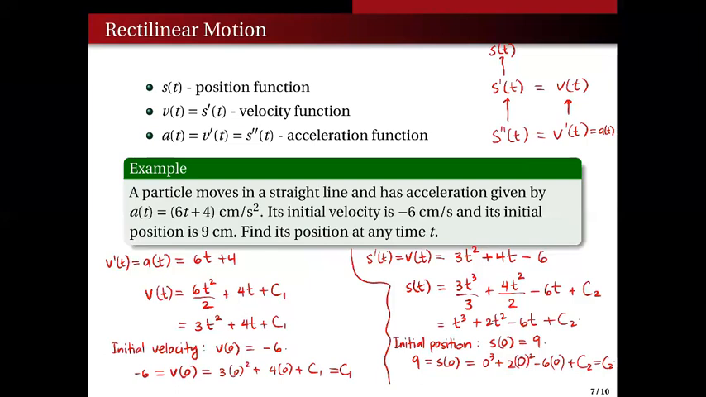Which means the position function at any t, this is the position function now. We have t cubed plus 2t squared minus 6t plus 9. So this is in centimeters. So this is the desired function. Okay? Questions?